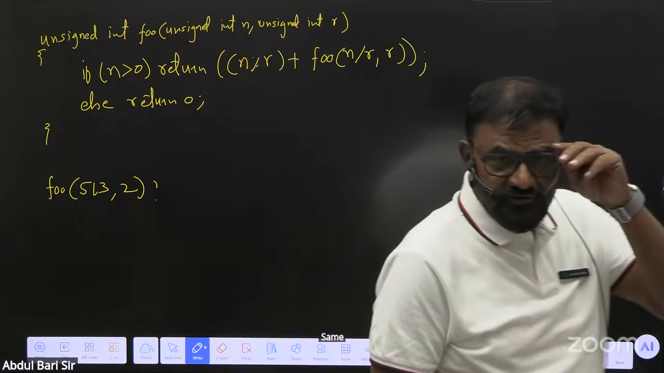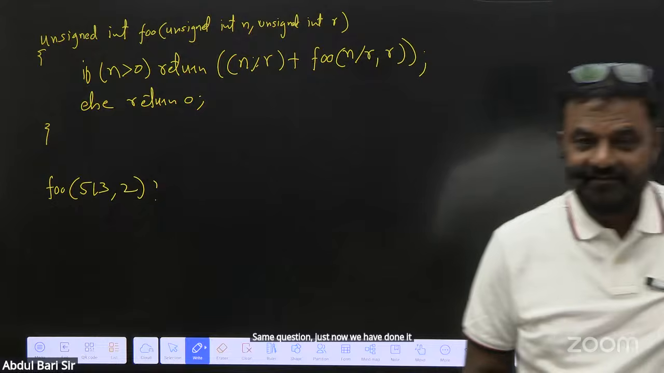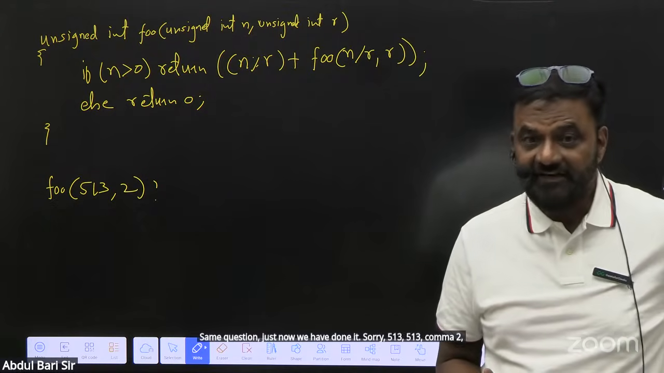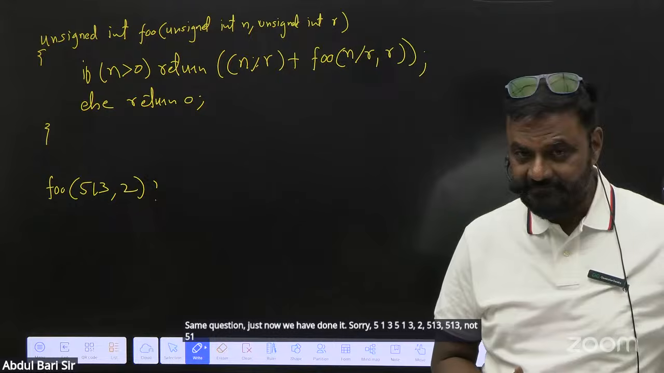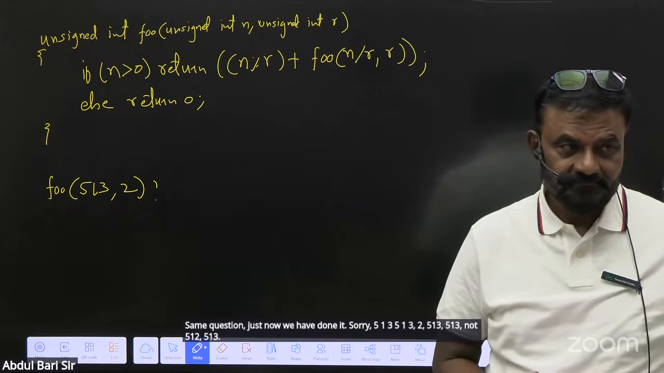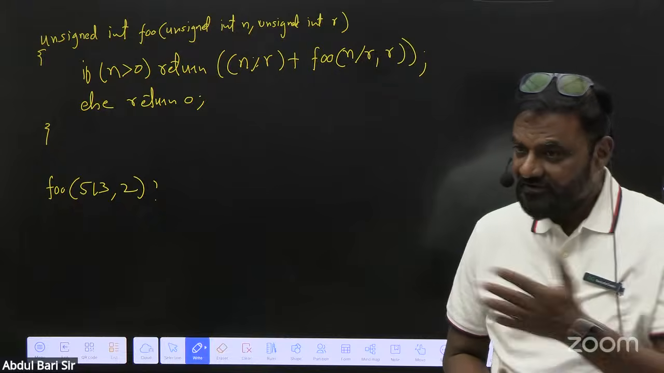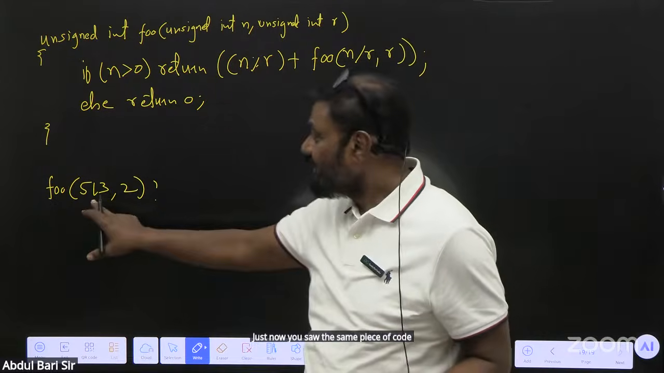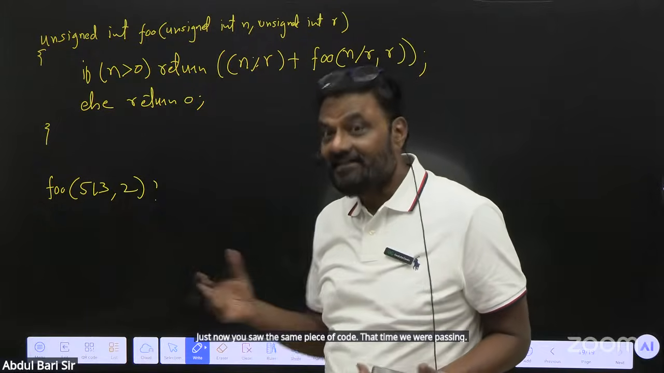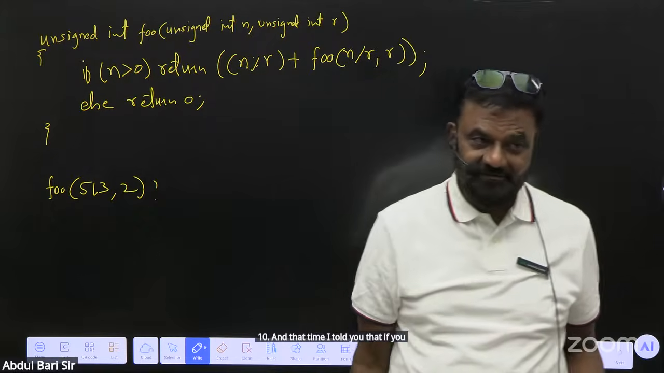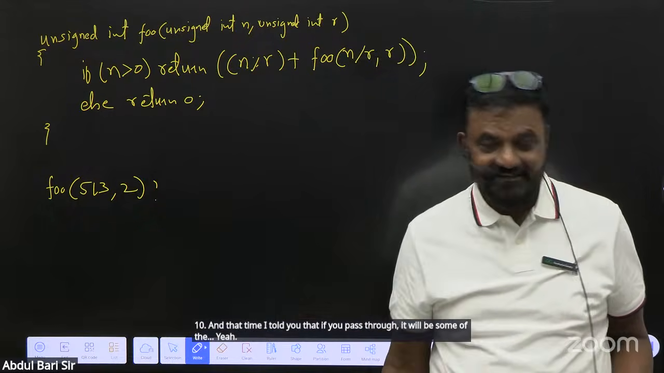Same question, just now we have done it. Sorry, 513 comma 2, 513 comma 2, 513, not 512, 513. Just now you saw the same piece of code. That time we were passing 10. And that time I told you that if you pass 2, it will be some of the, yeah, whatever it was.